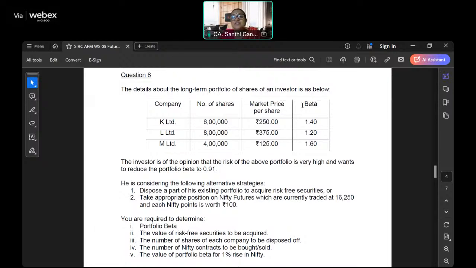Details about the long-term portfolio of shares of the investor are as under. So KLM: how many shares, what market price, what is the beta? The investor is of the opinion that the risk of the above portfolio is very high and wants to reduce his portfolio beta to 0.91. That we will know after we have solved for beta. Two strategies he is considering. He wants to dispose of a part of his existing portfolio to acquire risk-free securities. This is why the question, the value of risk-free securities to be acquired, then take an appropriate position on Nifty futures, which are currently quoted at 16,250.